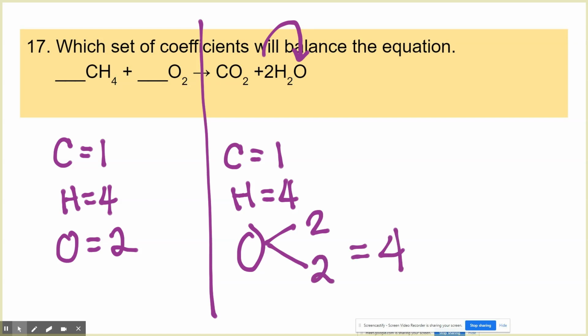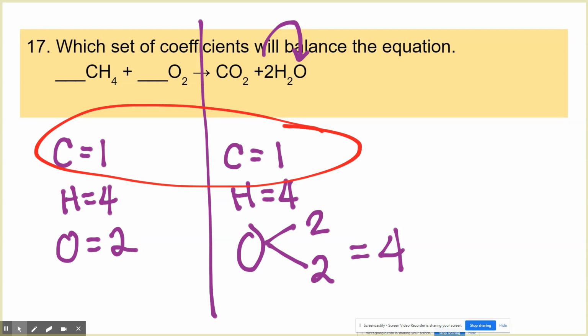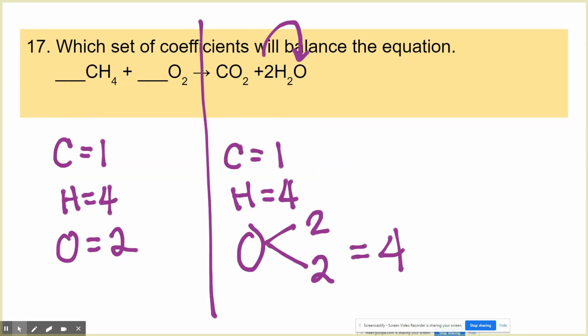So look closely. The C is equal. The H, they're all equal. So the only one that's not equal is the O. So I need to find a number to multiply to O to make it equal. So that's going to be a 2 to make it a 4. So the coefficient here is a 2. What's the coefficient for CH4? It's just a 1. So that is the coefficient that will balance the equation. So the answer there is 1 and 2.